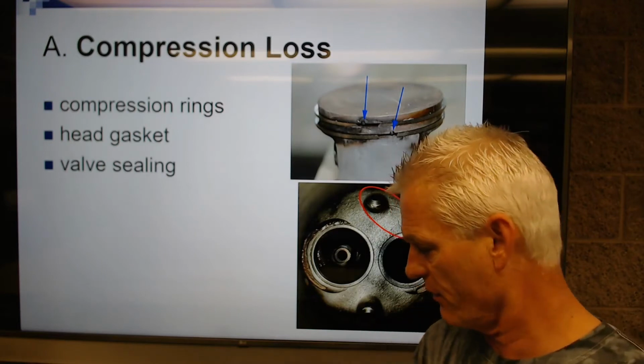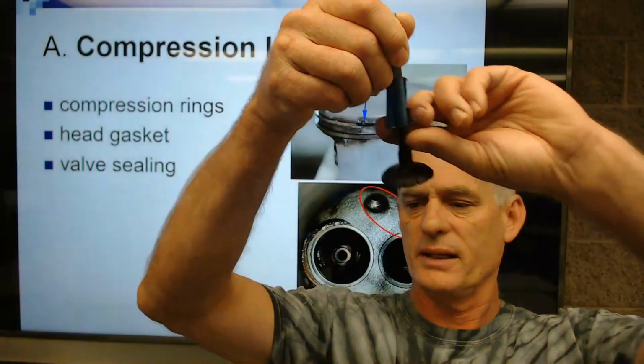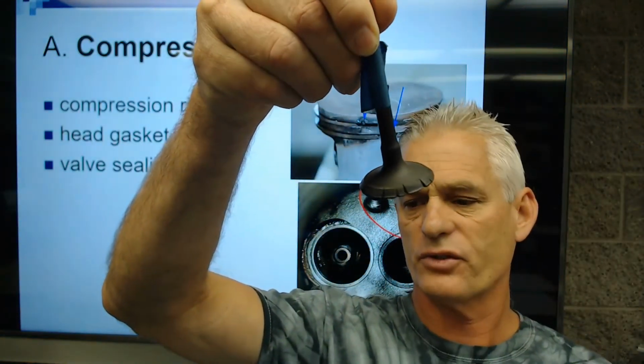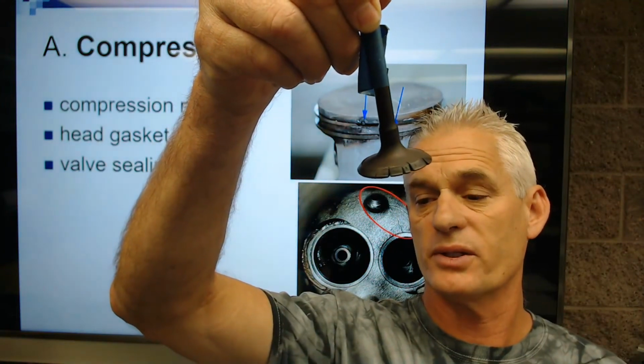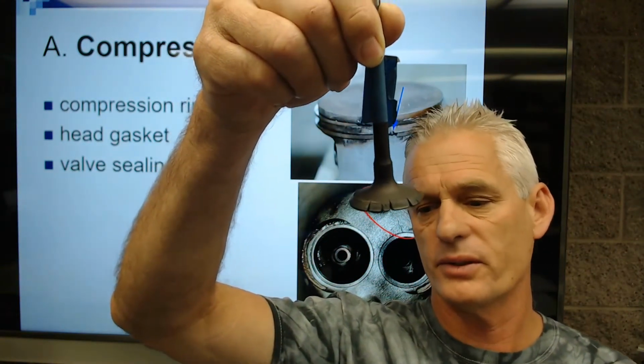Valve sealing. If our valves are not sitting down on the valve seat, they're going to burn, and you can see this one is burned here. That's just from heat because the valve was not touching the seat correctly. Maybe the valve guide was worn and the valve was not touching the seat.